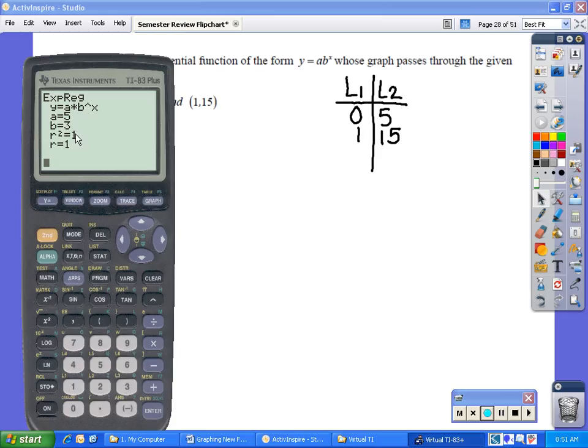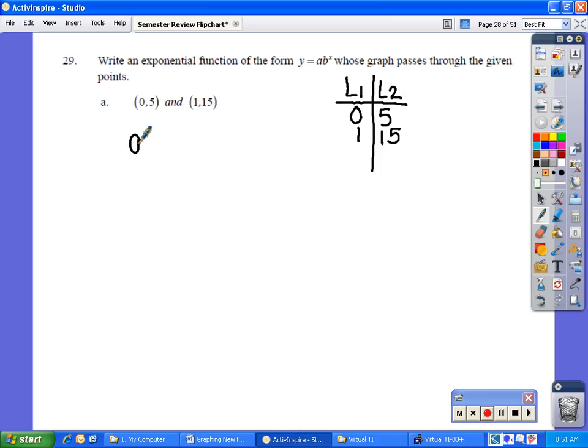Do not worry about the r squared and the r. That is not part of your equation. If that shows up in your calculator, you only have to worry about the a and the b. So now when you write your equation, 5 is going to go in for a, and 3 is going to go in for b. So we found out that a was equal to 5 and b was equal to 3.